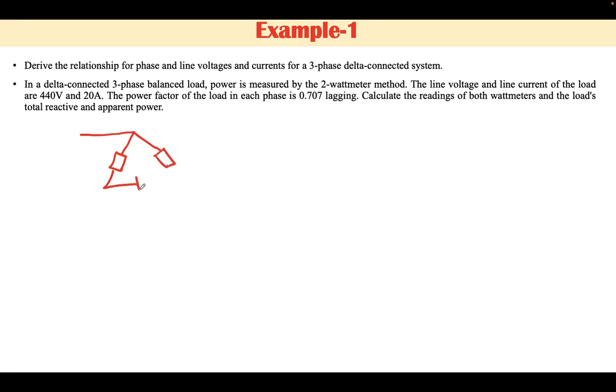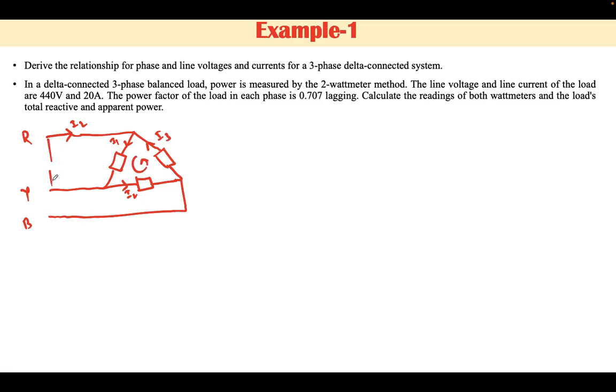This is a delta network. There are three phases R, Y and B. This is R, this is Y, this is B. The line current in this line is IL. The current in this phase, let's consider I1, here it is I2 and here it is I3. This is nothing but a loop.